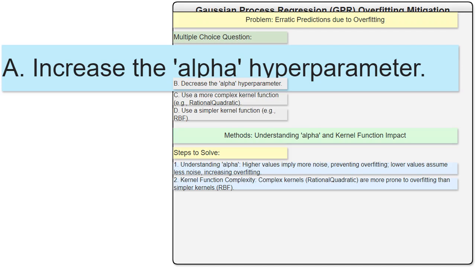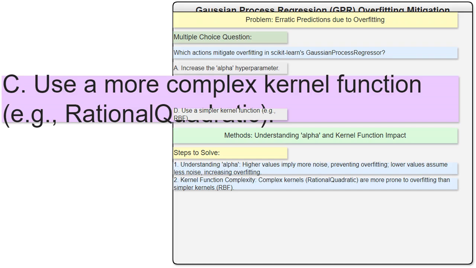This option will probably worsen the overfitting. A more complex kernel allows the model to capture more intricate relationships in the data, but also makes it more likely to overfit the noise. To solve this problem, I need to understand two key things: the meaning and effect of the alpha parameter, and how the choice of the kernel function influences model complexity and the risk of overfitting.